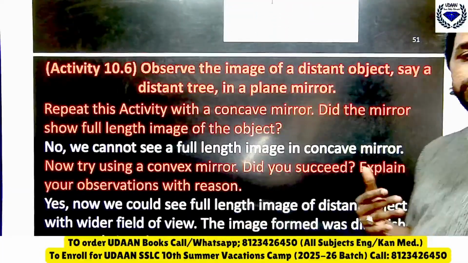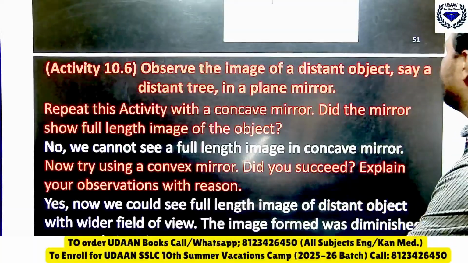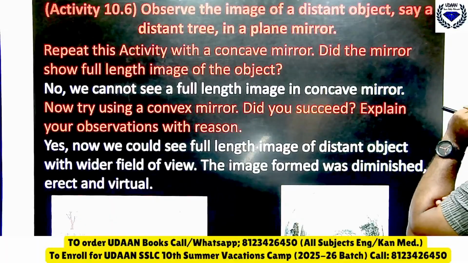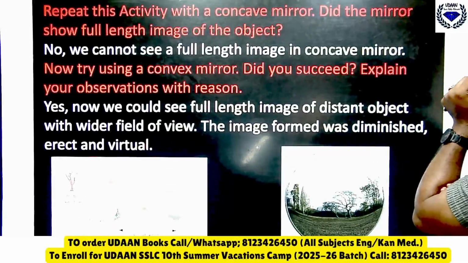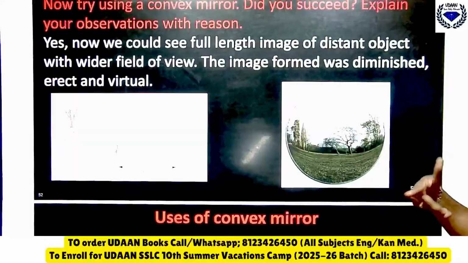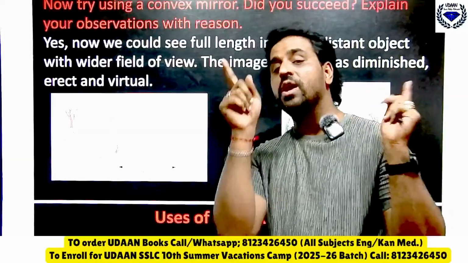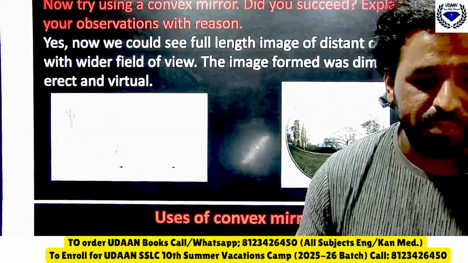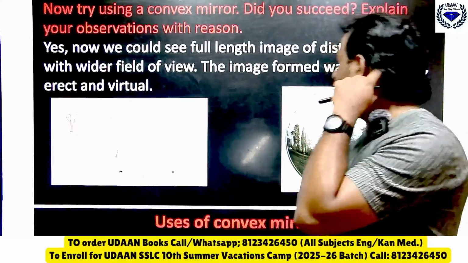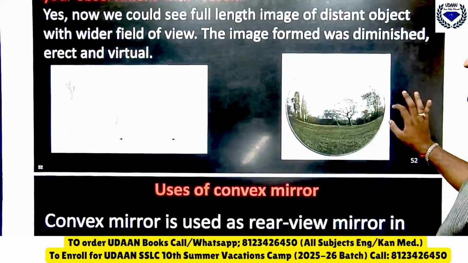So for that we should use what? Spherical mirror. For that we have one more activity here. Repeat this activity with the concave mirror. Did the mirror show the full length image of the object? No, we cannot see a full length image of the object in a concave mirror. Now convex mirror: yes, convex mirror is a mirror which is used to give the wider field of view. In exams they ask, which mirror do you use to give the wider field of view? It is convex mirror only. I hope you people are connecting. Yes, now we could see the full length image of the distant object with a wider field of view. The image formed was diminished, erect and virtual.